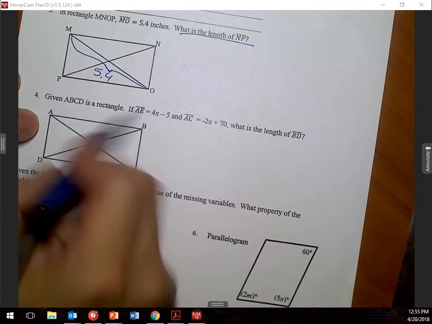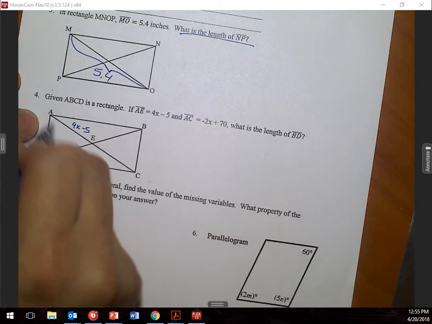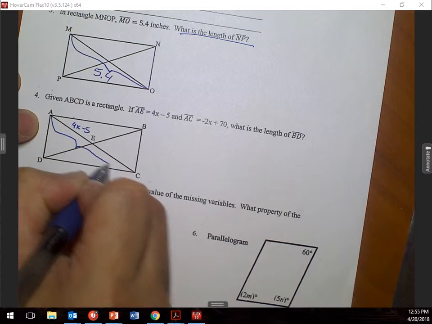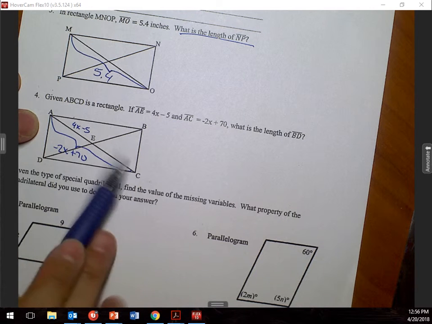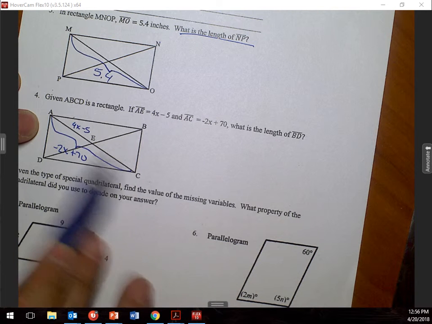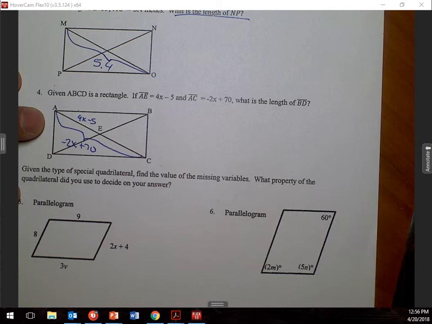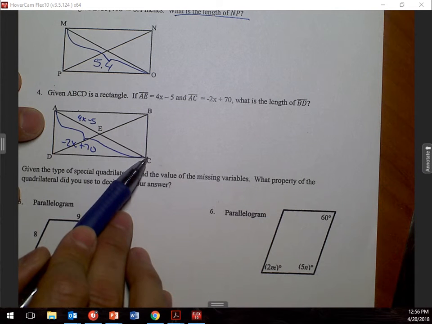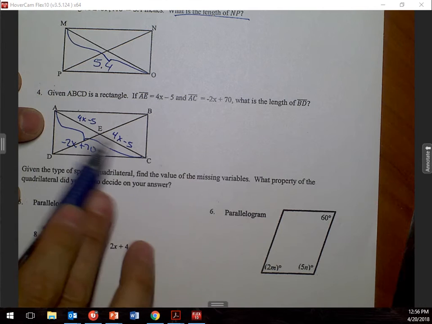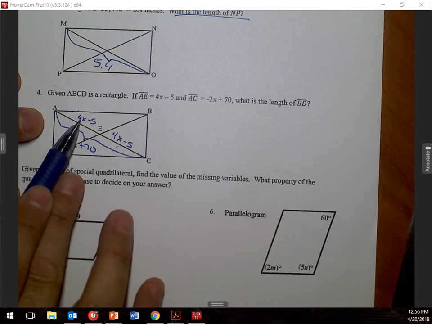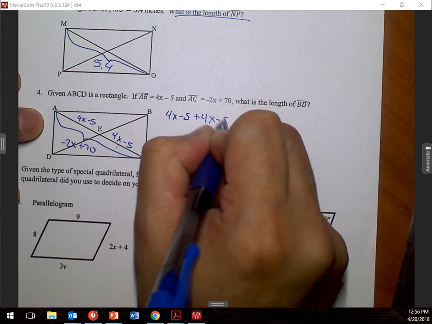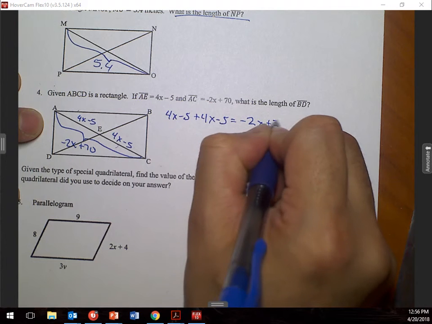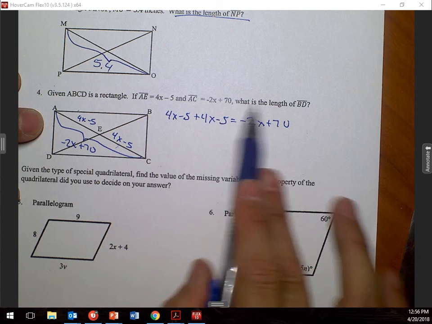Now, this one's kind of tricky. AE is 4x minus 5, and AC is going to be negative 2x plus 70, right? Alright, so now, being this shape what it is, what is EC? Very good. It is 4x minus 5. Why is it also 4x minus 5? Because these are congruent, right? So whatever I have here could also go here. So in this case, it's going to be 4x minus 5 plus 4x minus 5 equals the whole thing, which is negative 2x plus 70.